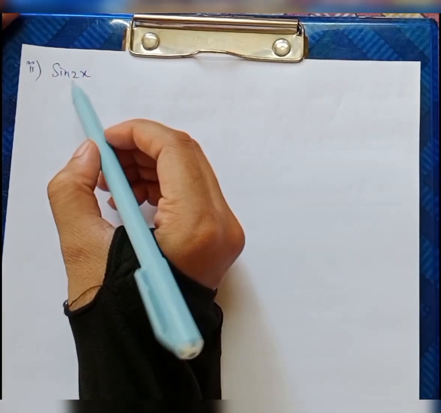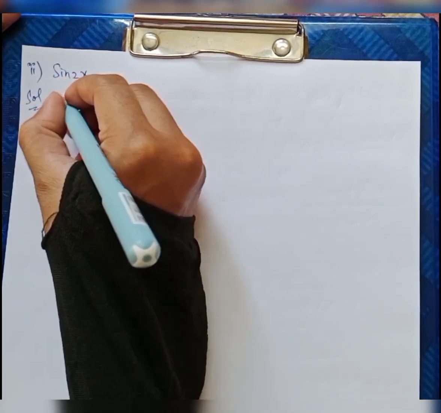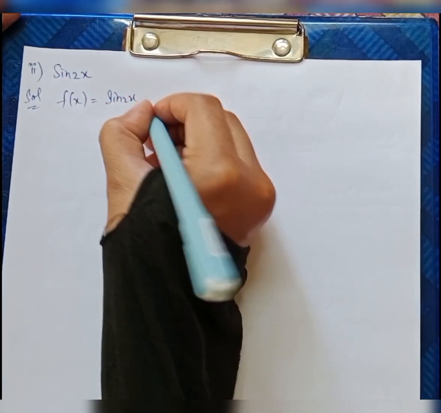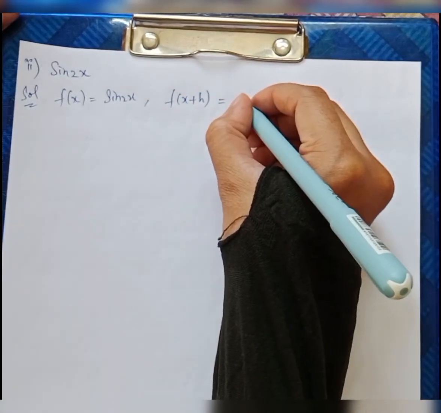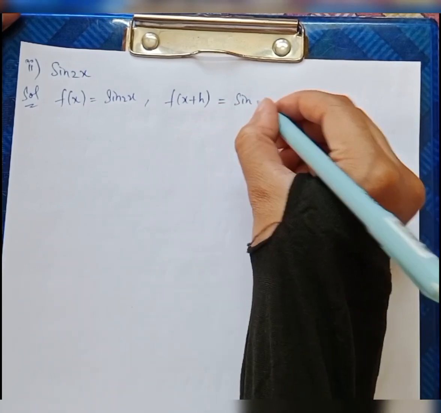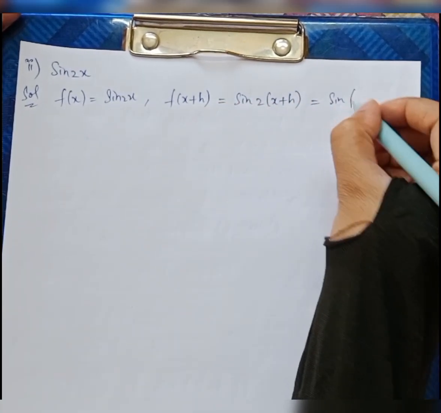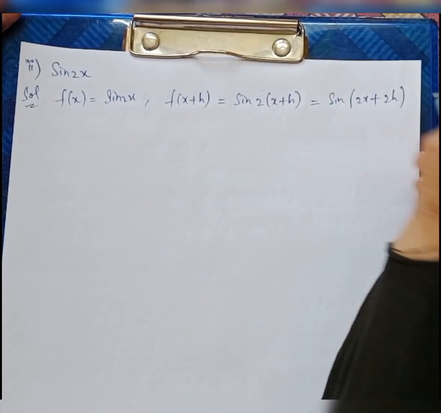Our next question is, the function is sin 2x. Solution, f of x equals sin 2x. So f of x plus h equals sin, in place of x substitute x plus h, so it is sin 2 into x plus h, equals sin of 2x plus 2h.